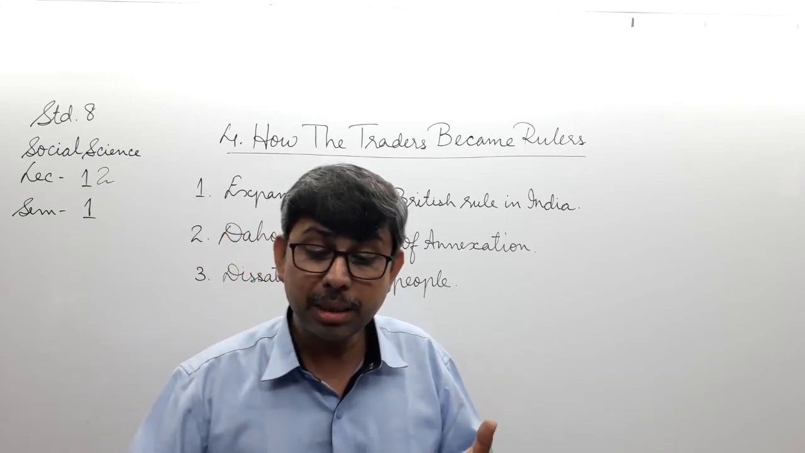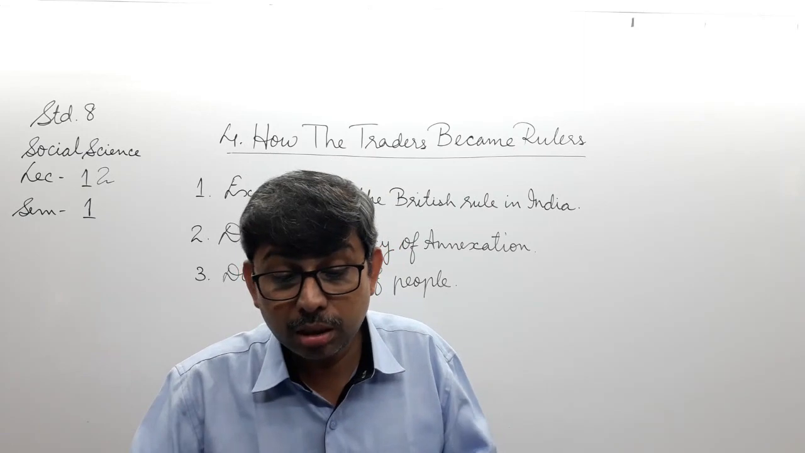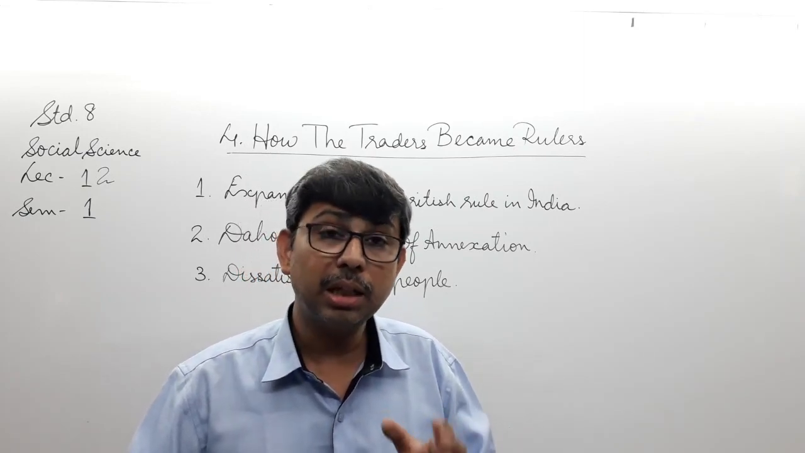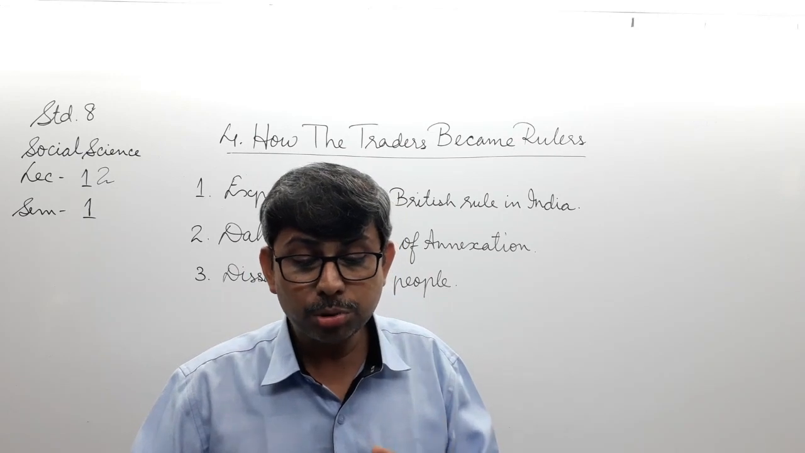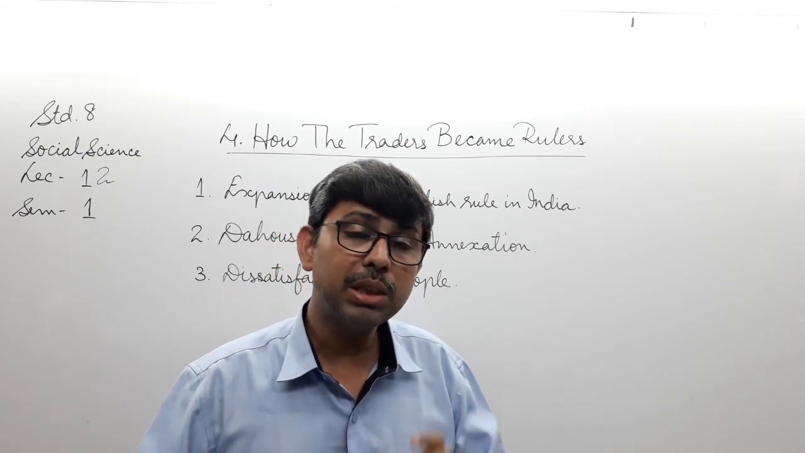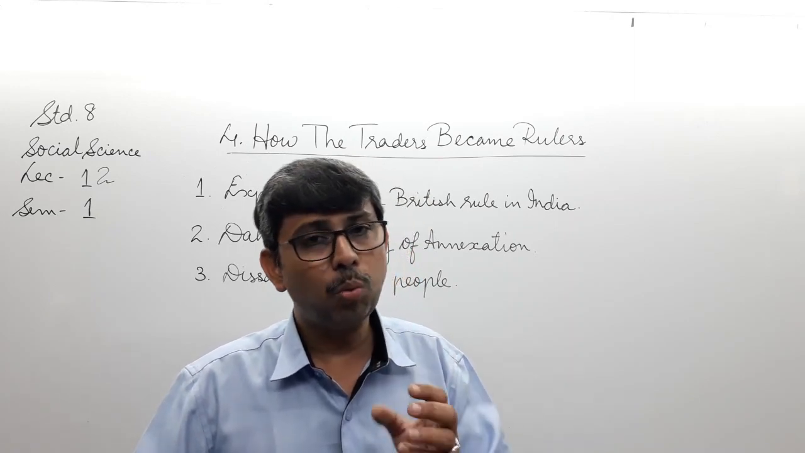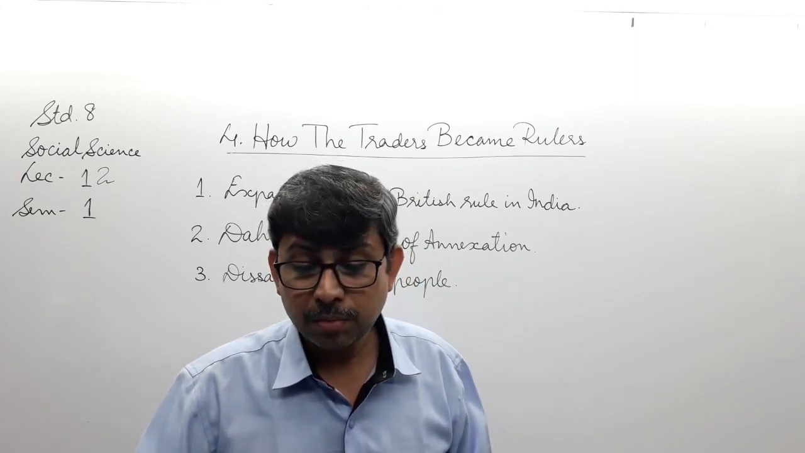So Dalhousie aimed in a way to help the British traders to make huge profits from the trade of tea and coffee by capturing their areas producing these commodities on a large scale. So whichever areas produce these things on a large scale were annexed on one pretext or another.